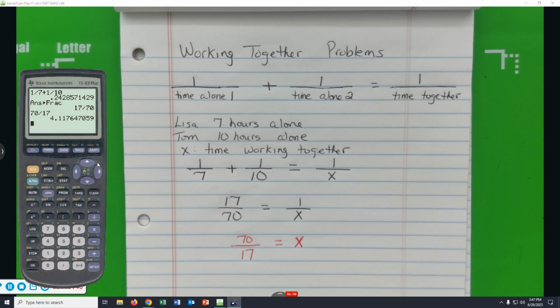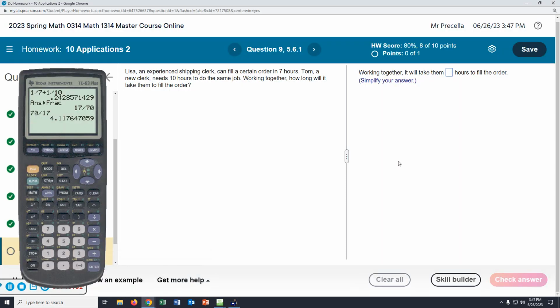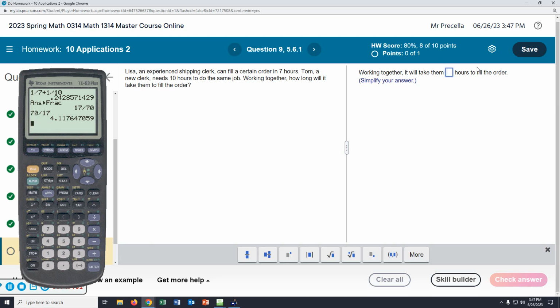4 hours. Let's see, how do they want us to type this here? I'm going to just type in 70 over 17. They don't want you to type a decimal because it didn't tell you how to round. They say simplify, but they don't tell you how to round, so don't use a decimal.